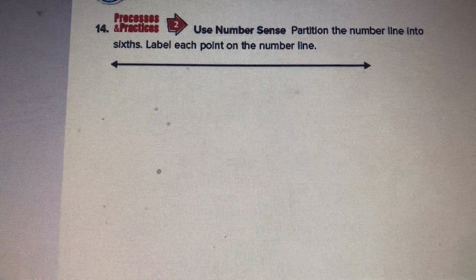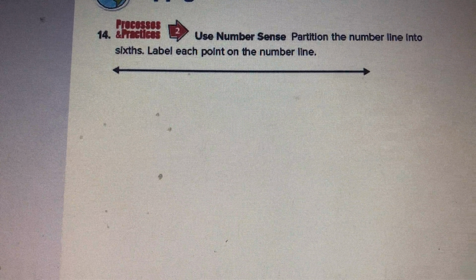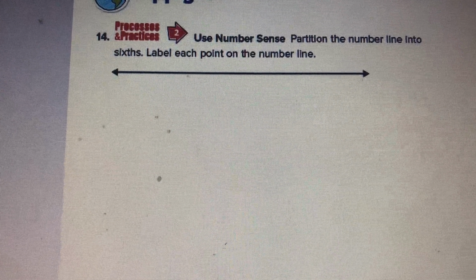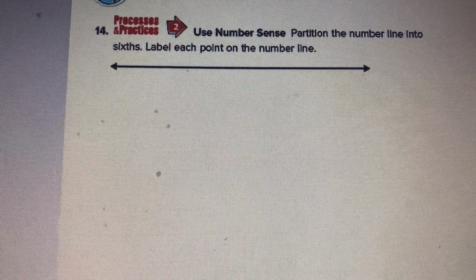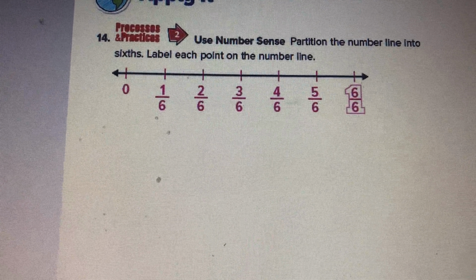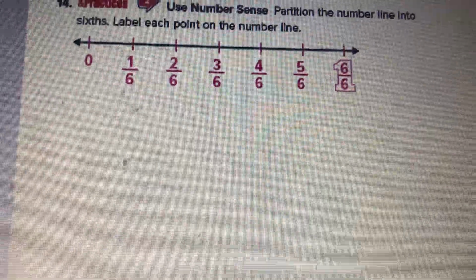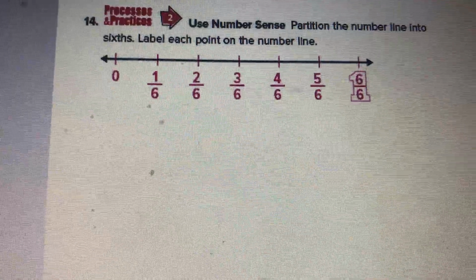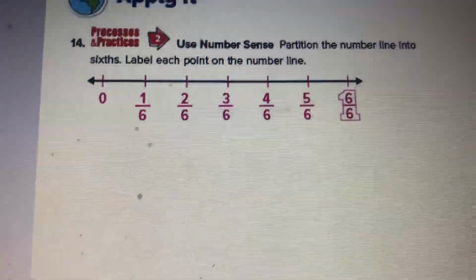And number 14, partition the number line into 6. Label each point on the number line. So do your best to make this 6 equal parts and label them, starting with 1/6, 2/6, just like this. Start with 0, and then go to 1 whole. 6/6 is actually 1 whole.